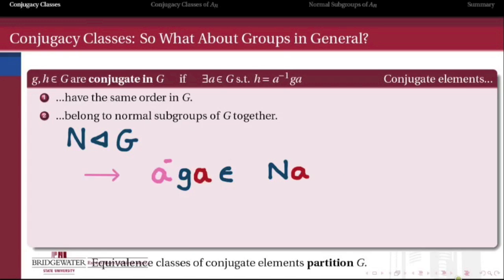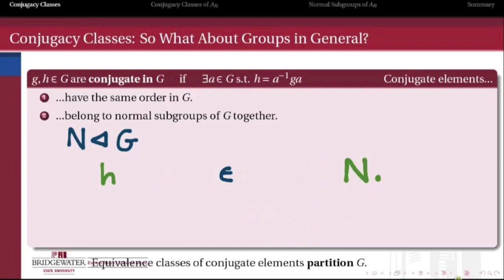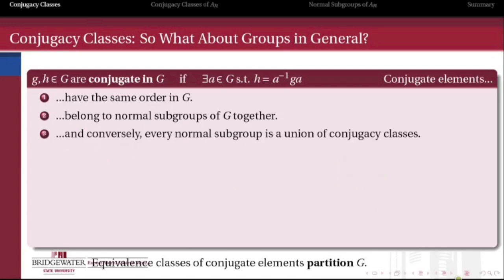Then what about H? Well, if I multiply on the right by A and on the left by A inverse in this expression, then I find out that H, which is what I get on the left-hand side, belongs to the coset A inverse N A. But because N is a normal subgroup by assumption, A inverse N A for an element A in the group G is equal to N itself. Therefore, reading from the far left to the far right of this expression, indeed H belongs to N. So conjugate elements belong to normal subgroups together. That's a very important property for us.